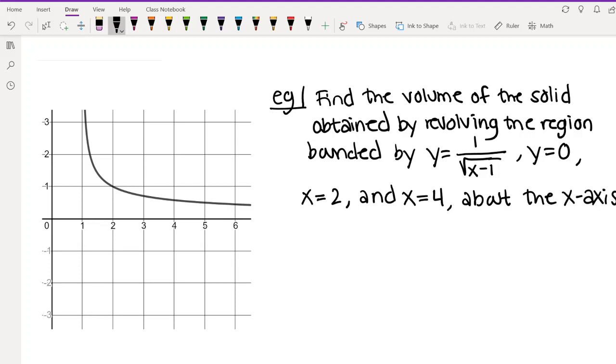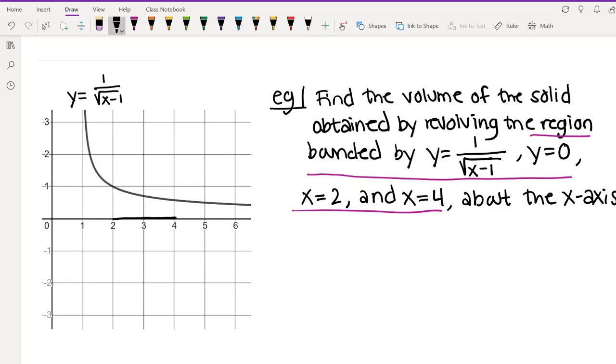So again, the first thing you want to do is focus on figuring out what's the region you're talking about. So it's supposed to be the region bounded by these graphs. So right here, I have the graph. This is y is equal to 1 over the square root of x minus 1. So then we need to add in y is equal to 0. So that's just the x-axis. And then we're supposed to be between x is equal to 2 and x is equal to 4. So this is the region that we're looking at in this case.